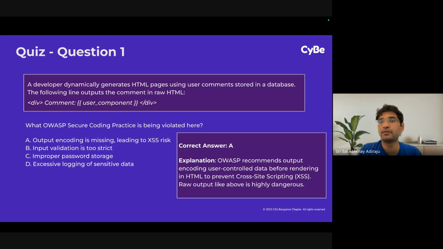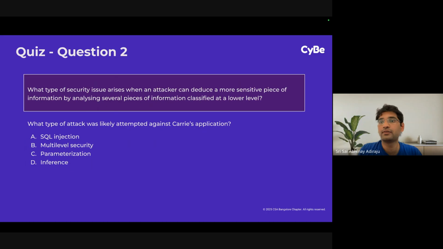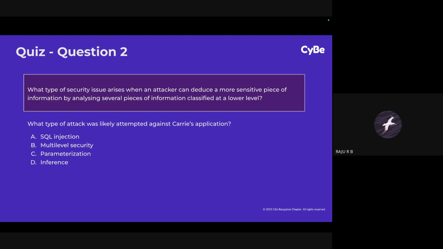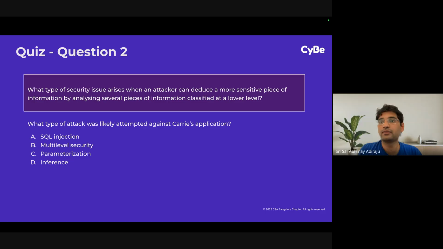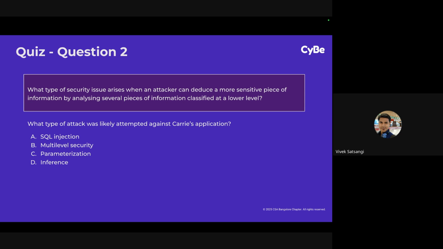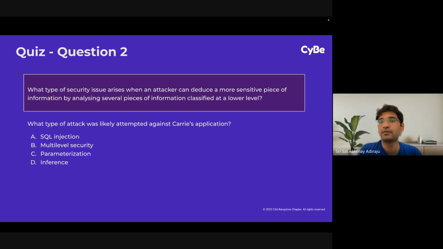Right. Next one. What type of security issue arises when an attacker can deduce a more sensitive piece of information by analyzing several pieces of information classified at a lower level? This is interesting. So, it's multi-level security. Okay, anyone else? So, if you understand this question, think inference. I think inference can be done. It's inference. You're right. It's inference.